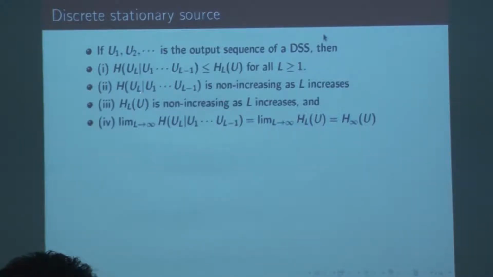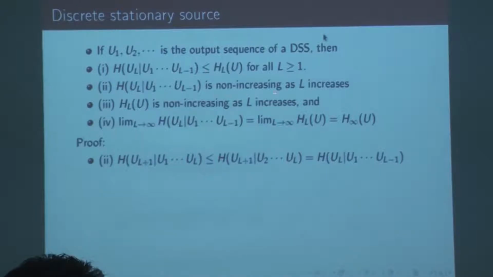So, let us now prove these properties of the discrete stationary sources. We will first prove property number 2. To show that this is non-increasing, what we need to show is H of U_{L+1} given U1, U2, U3, ..., U_L is less than or equal to H of U_L given U1, U2, ..., U_{L-1}. This is what we have to prove.